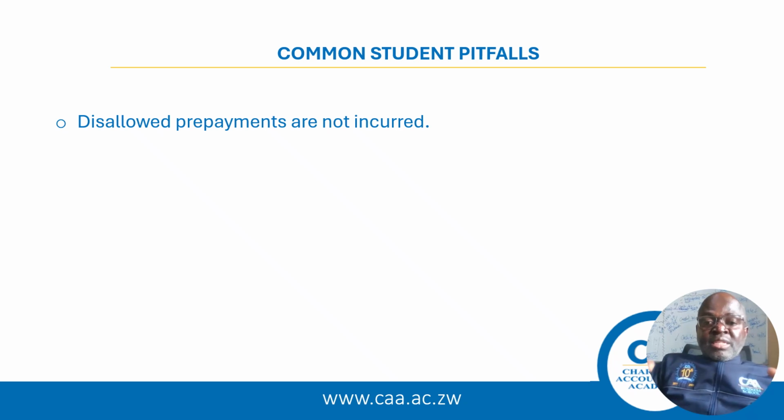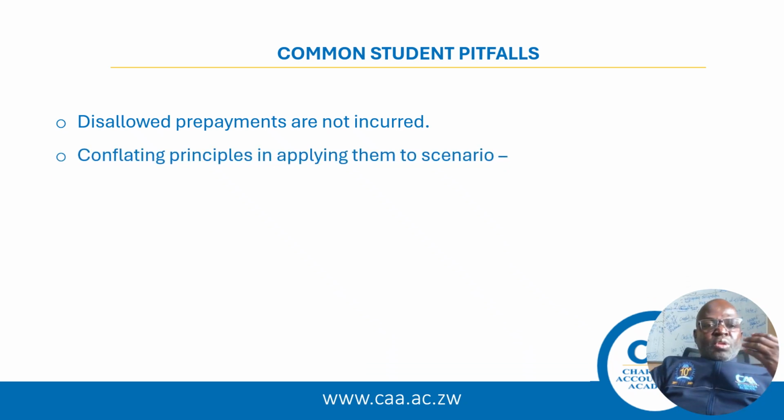All we're saying is it's disallowed because specifically Section 15.2A2 says, look, you've got to match getting an allowance in the year in which this associated income can accrue. So yes, conflating principles in applying them to the scenario.